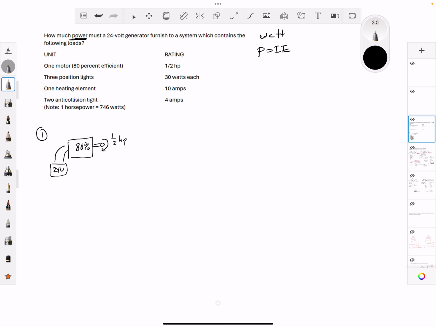Sometimes we may need to use E = IR to solve for the voltage or the current to plug it into P = IE, but usually when I read the word power or hear the word power, I'm thinking P = IE. All right, so we have these different loads. We have 1, 2, 3, 4 different items that this generator is supplying power to, and we're trying to find out how much power that generator is supplying. So let's start with the first ones.